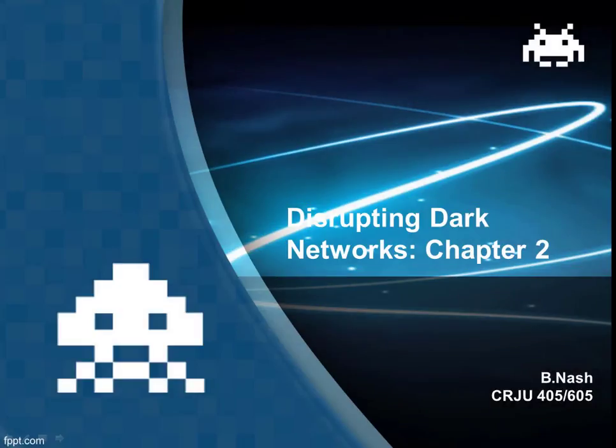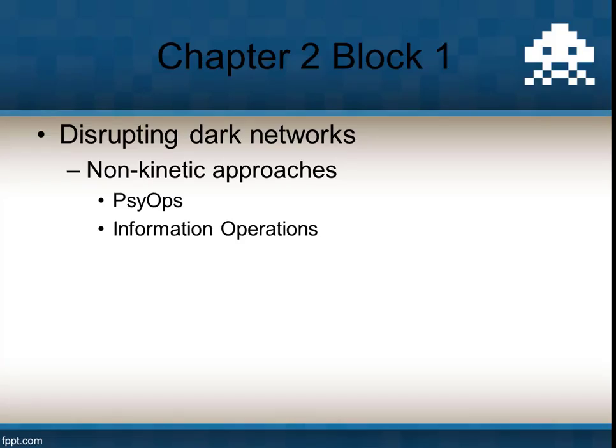Hello and welcome to Chapter 2 of our text, Disrupting Dark Networks, for our CRJU 405-605 Crime Analysis course. For this block 1, we're going to look at non-kinetic approaches, specifically psychological operations and information operations.